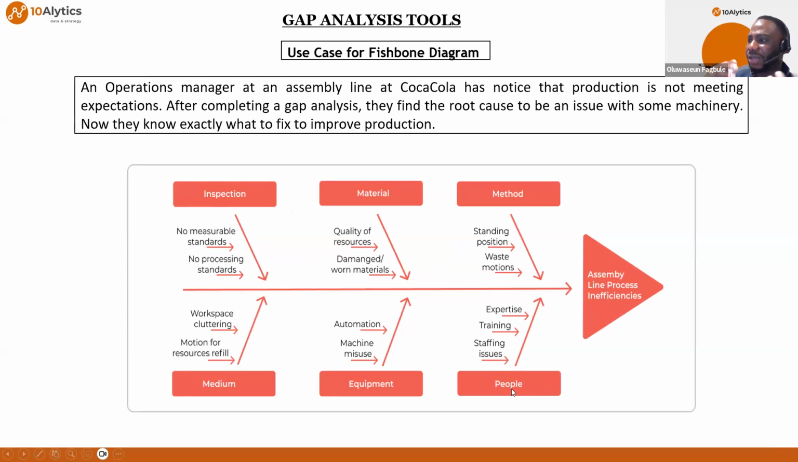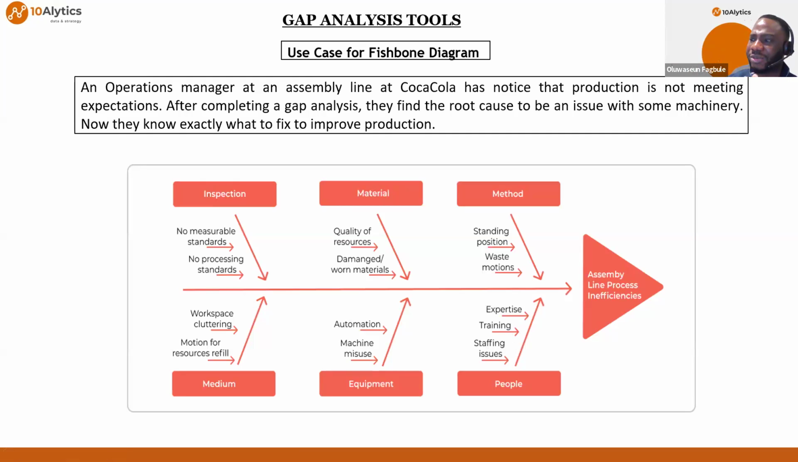And as part of this, we found that they have staffing issues. They don't have enough staff, right? And because they don't have enough staff controlling that assembly line, at some point that is slowing down the process, right? Even the little staff that they have don't have enough training or the expertise to use some of those machines, right? And that is slowing down the process, right?